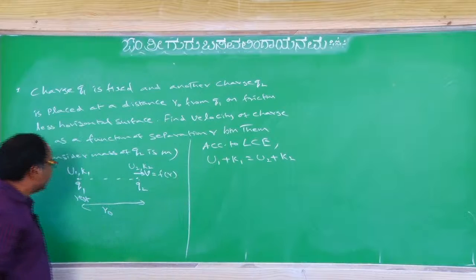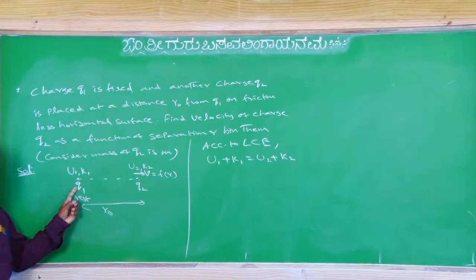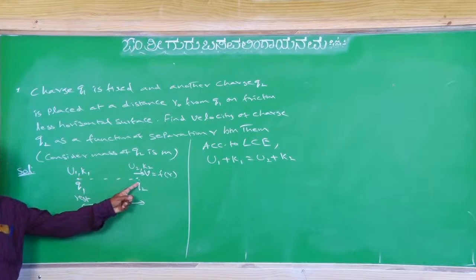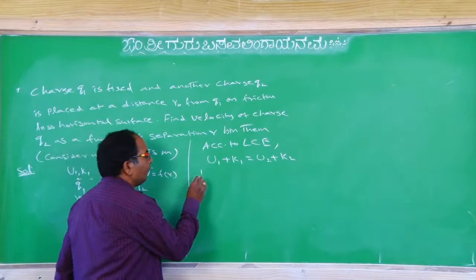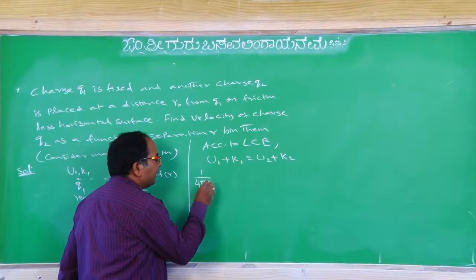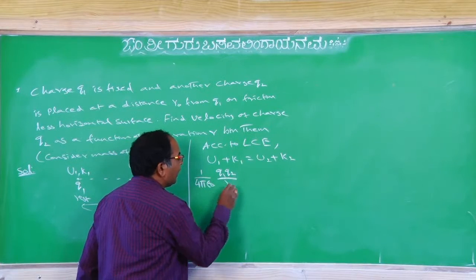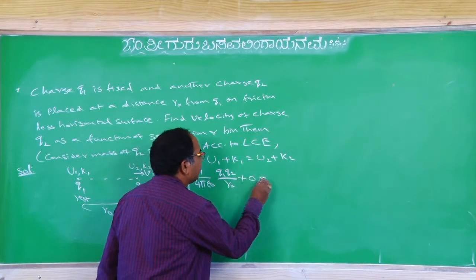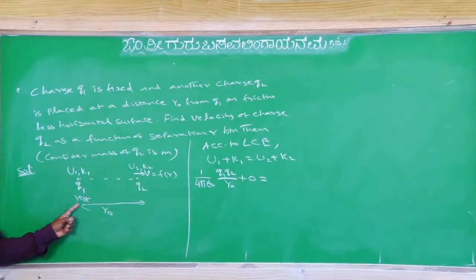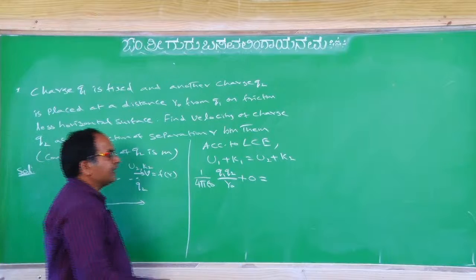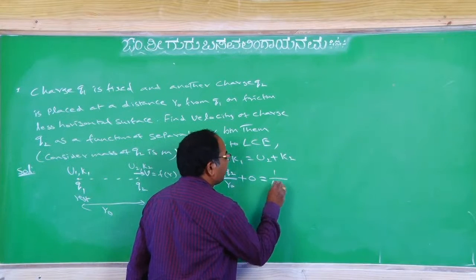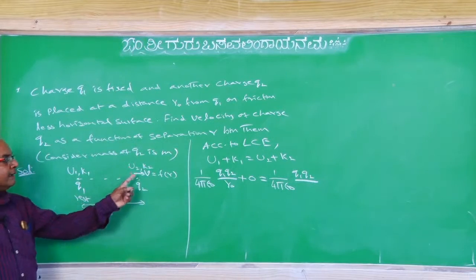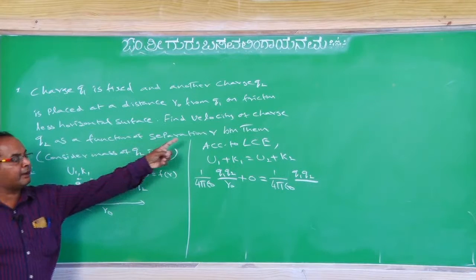Here, what is the potential energy due to the Q1 charge? What is the separation? R naught, and this charge is present or not? Present. So what is the potential energy? 1 by 4 pi epsilon naught Q1 Q2 by r naught, plus the kinetic energy of the first one, 0. Why? That is at rest. And the second one, potential energy: 1 by 4 pi epsilon naught Q1 Q2 divided by the new separation r.